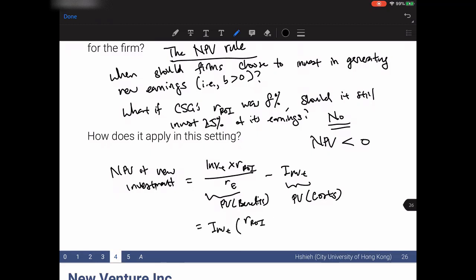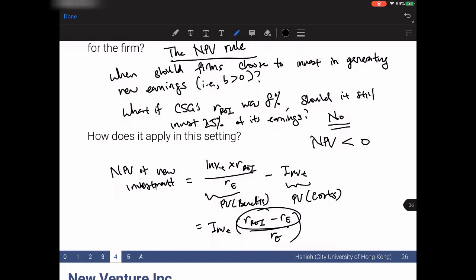ROI minus RE over RE. So as you can see, if the investment's return on investment is greater than the cost of capital for equity stakeholders, then it will generate positive NPV. But in our case, for the CSG example, we know that if our ROI is 8% and RE is 10%, the difference in this numerator will actually be negative.